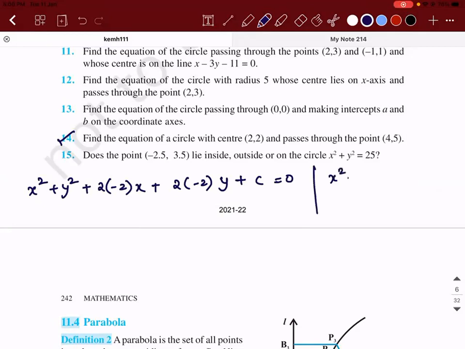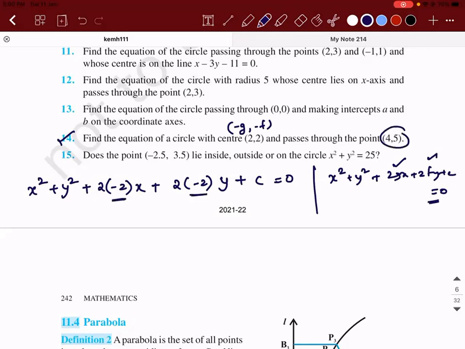So x square plus y square plus 2gx plus 2fy plus c is equal to 0. Correct? So what is the value of g? The center is actually minus g comma minus f, provided I write the circle in the form of the general equation. So minus g is 2 means g is minus 2. That's what I wrote. f is minus 2, plus c is equal to 0.